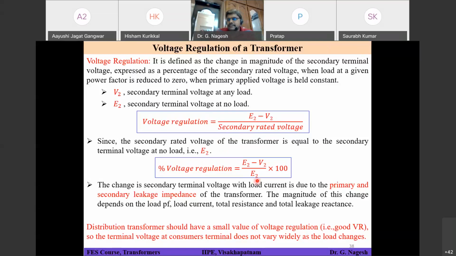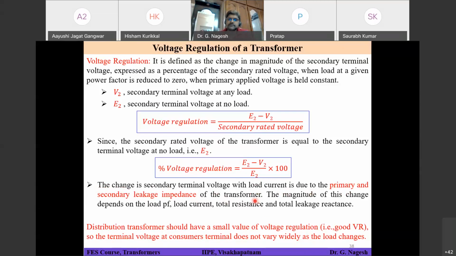So why is this change going to occur? In the numerator, some finite value is going to come. Why is it going to occur? Any guess why it is going to occur? The change in the secondary terminal voltage with load current is due to primary and secondary leakage impedance of the transformer.